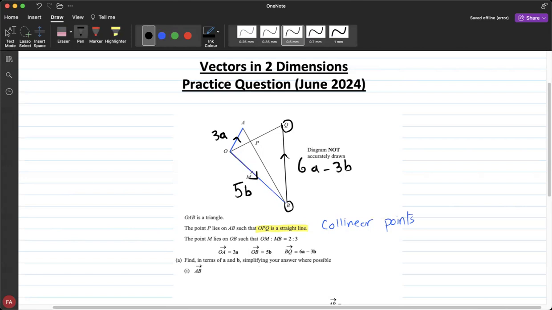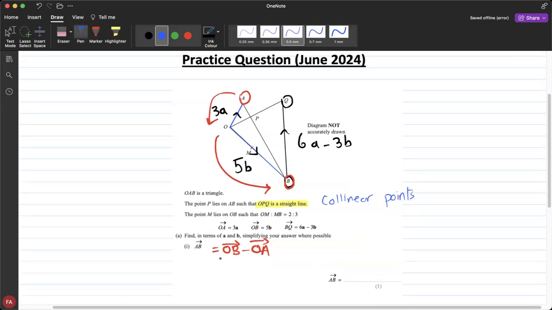Now, the first part of the question says, find in terms of A and B, simplifying your answer where possible, the vector AB. Now, there are two ways of solving this. Either you can use the vector subtraction method, that is OB minus OA, or you can consider this as a path. That means if I want to go from point A to point B, I should be moving from A to O, and then moving from O to B. If that is the case, then again, we get the same answer as well.